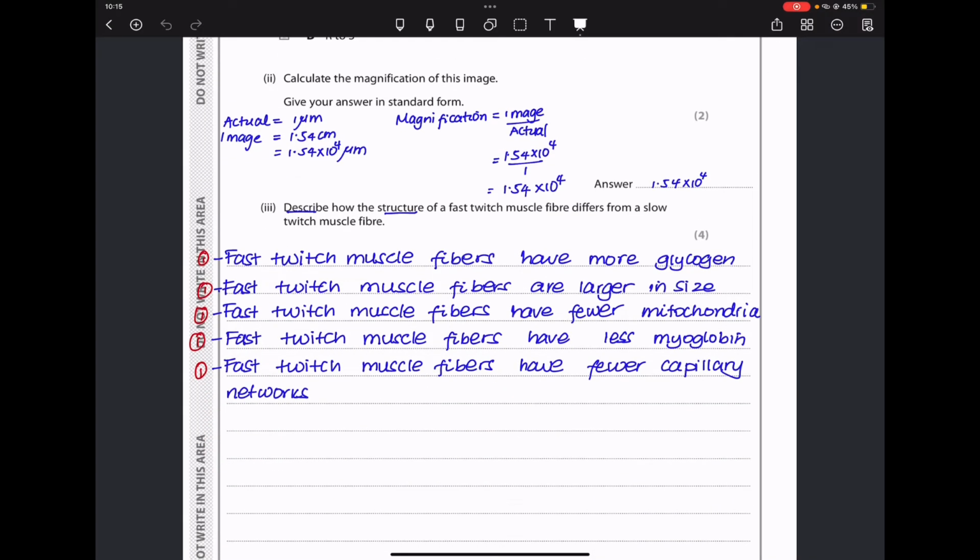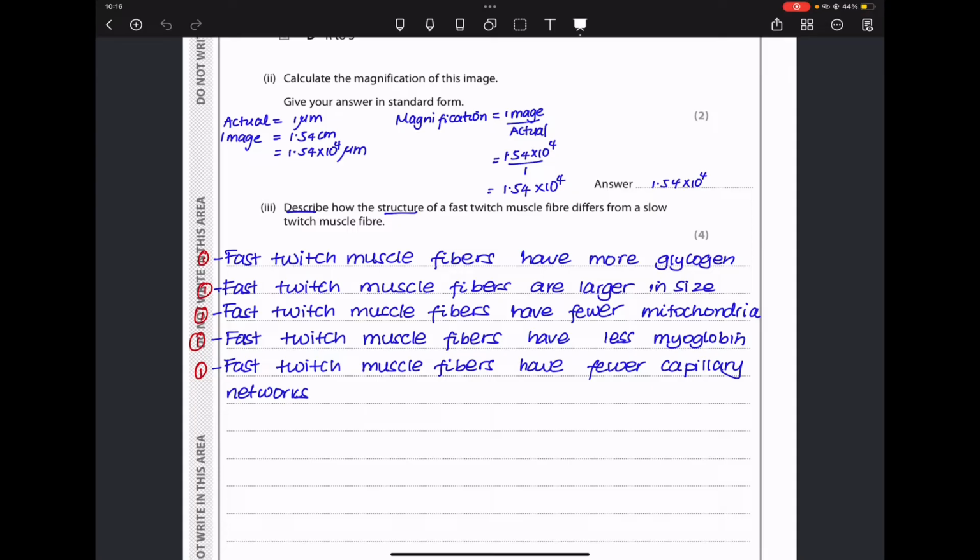Next, they say describe how the structure of fast-twitch muscle fibers differs from slow-twitch muscle fibers. Fast-twitch muscle fibers are involved in intense activity, and slow-twitch muscle fibers are involved in enduring exercises. So due to that, fast-twitch muscle fibers have more glycogen to provide the glucose for anaerobic respiration. The fast-twitch muscle fibers are larger in size, of course because of the packing of the many.